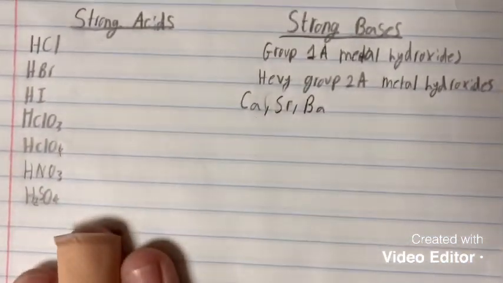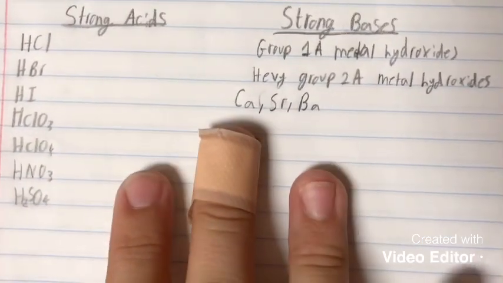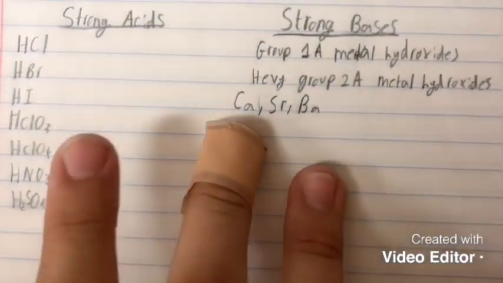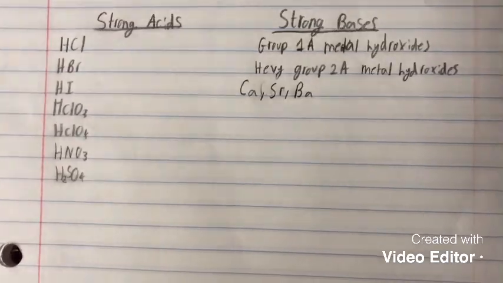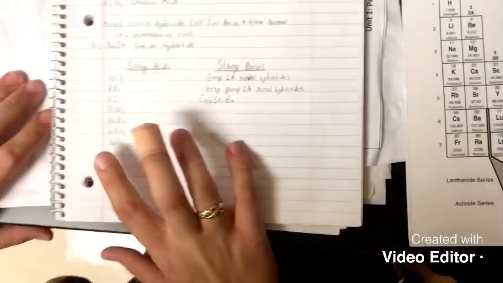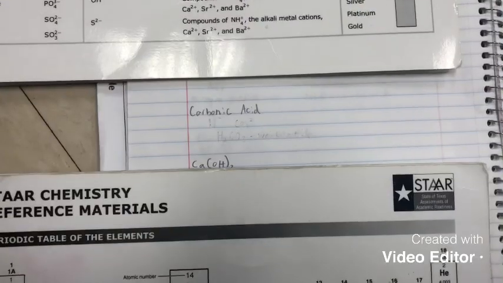This is a list of all the strong acids and strong bases. If it is not a strong acid or strong base, then it is a weak acid or weak base. Let's go to some examples.